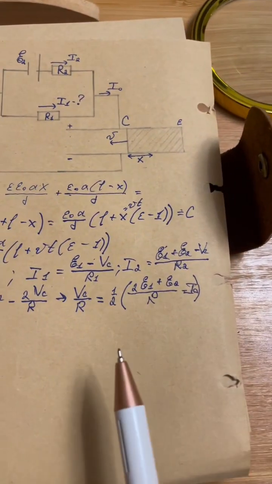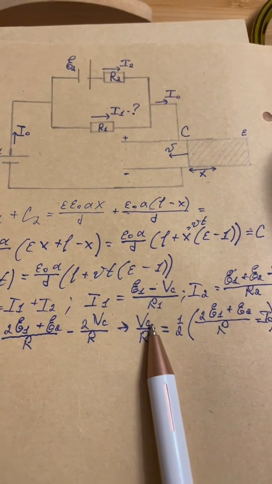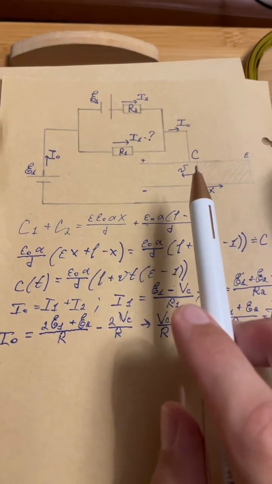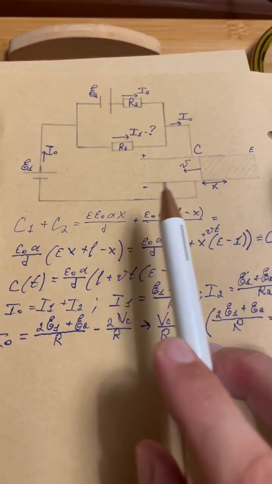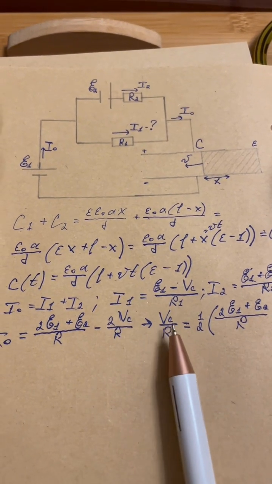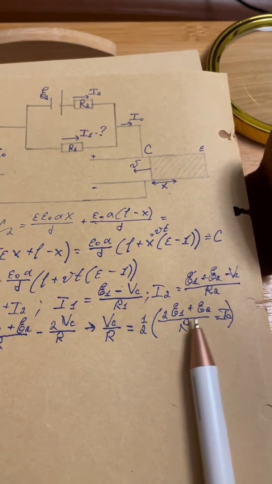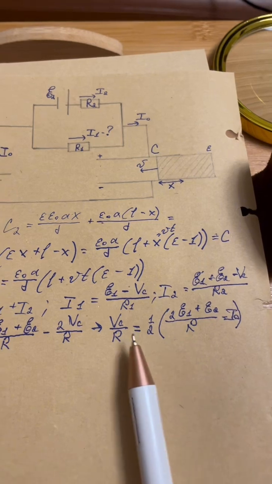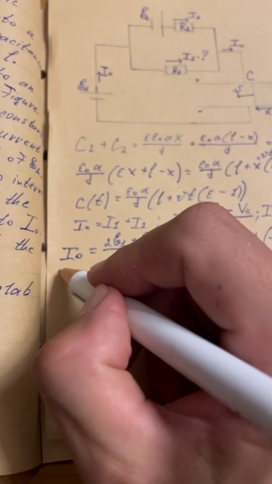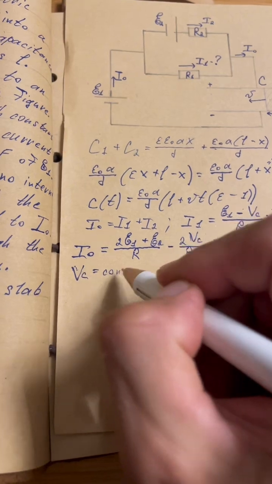And we can see from this equation that the voltage on the capacitor is constant for sure. Of course it's constant because it's always connected to the constant potential difference. So the voltage drop is constant. We also can see it from this equation. Everything is constant here in this equation. It means VC is constant as well. So let's say VC equals constant.